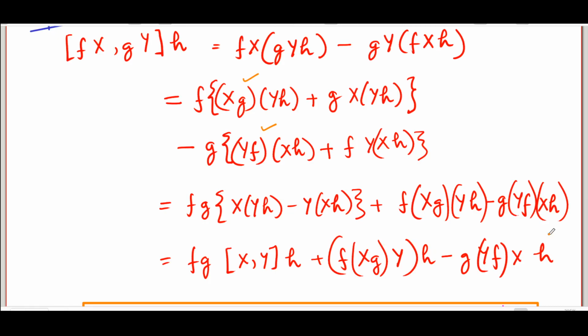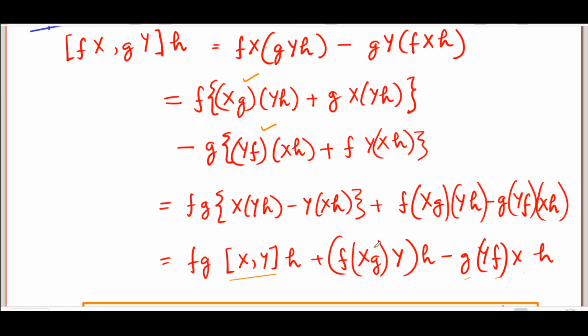fg, Lie bracket of X and Y. Added to that, you have f Xg times Y. Note that here f is a function, Xg is also a function. So there is a product of two functions leading to a function multiplied by a vector field. So this is a vector field because it's a function and the vector field. Similarly, here you have a function, and a vector field. So this is a vector field because it is a Lie bracket of two vector fields. You are multiplying that by the product of two functions here.